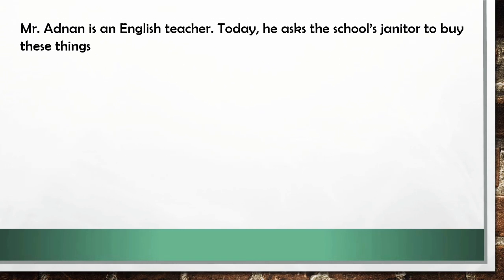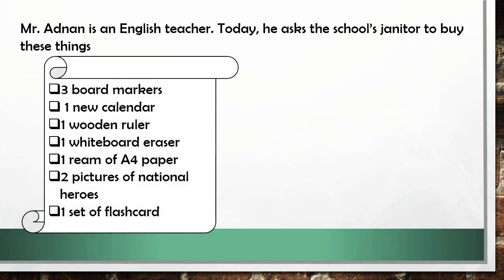Okay, next. Mr. Adnan is an English teacher. Today, he asks the school's janitor to buy these things. Look at the shopping list here. 3 board markers, 1 new calendar, 1 wooden ruler, 1 whiteboard eraser, 1 ream of A4 paper, 2 pictures of national heroes, and 1 set of flashcards.